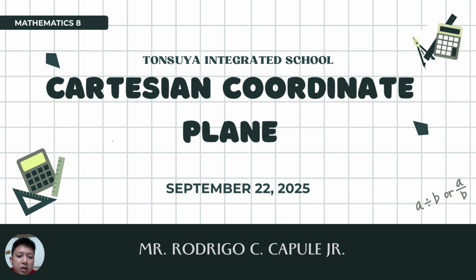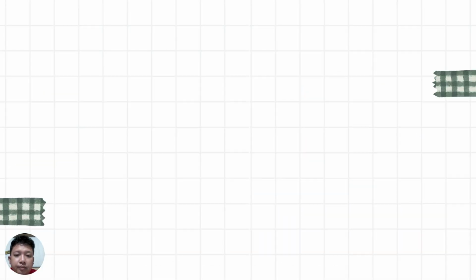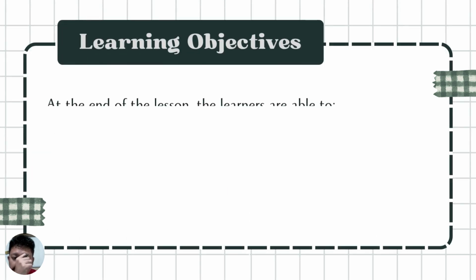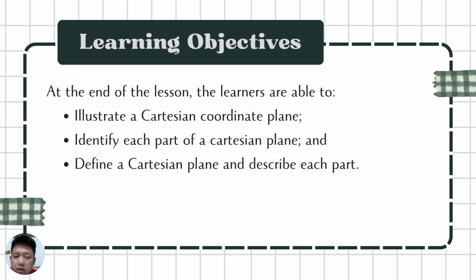Today is September 22, 2025. Our topic for today is the Cartesian coordinate plane. For our objectives, first is to illustrate the Cartesian coordinate plane, identify each part of a Cartesian plane, and define the Cartesian plane and describe each part.